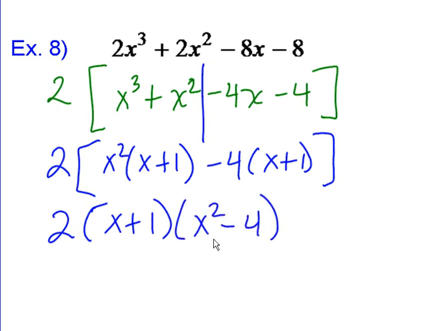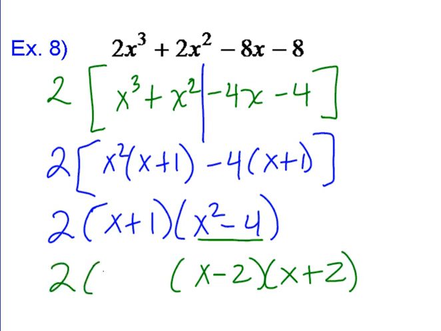If you have learned about difference of squares, this will continue. A difference of squares is x minus 2 and x plus 2. And then we would bring everything else down with us, and then this would be the prime factorization for that polynomial. Hopefully this helps you to realize how to factor by greatest common factor.